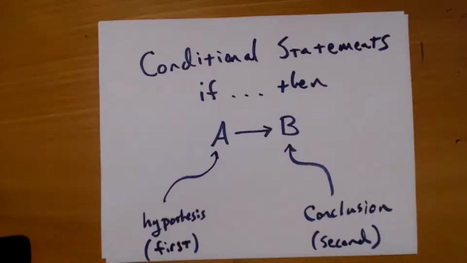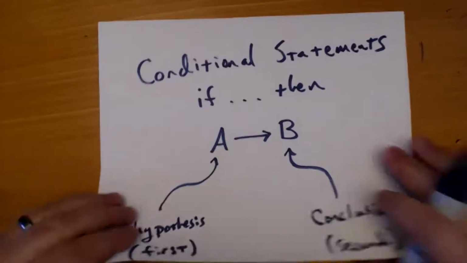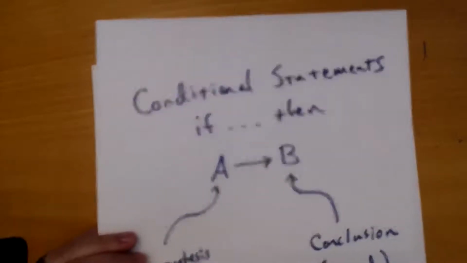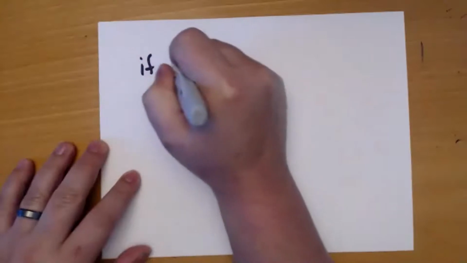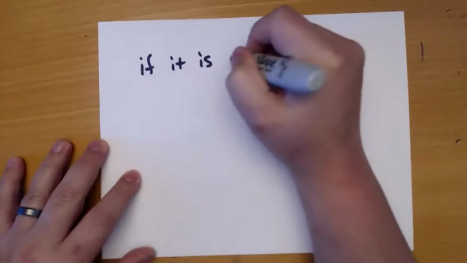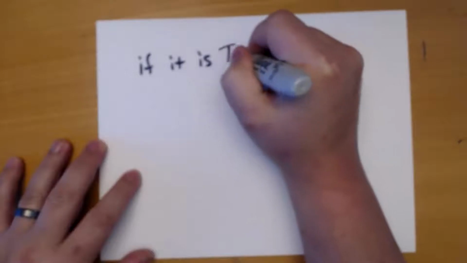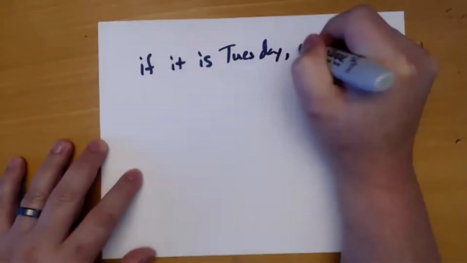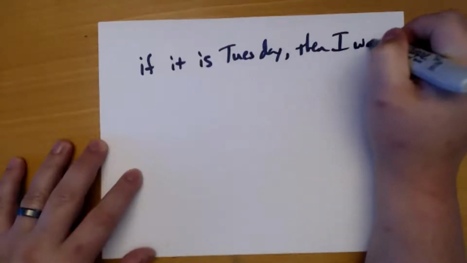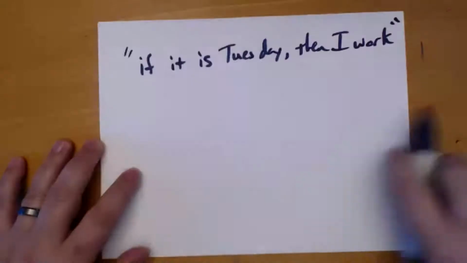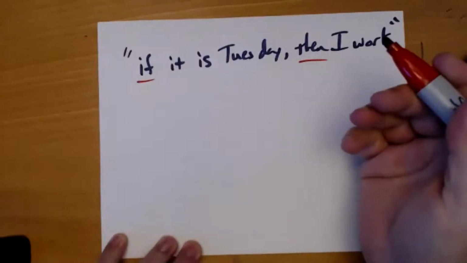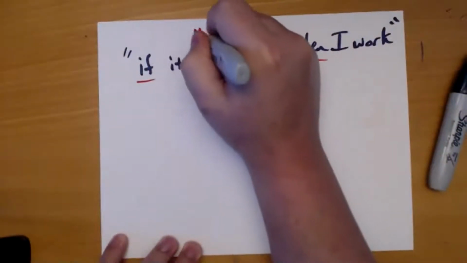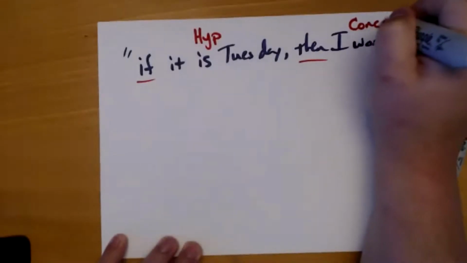The one thing I want to point out is that the conditional statements always have an if in them. So, for example, if it is Tuesday, then I work. In this sentence, we've got an if and a then, so we know we're dealing with an arrow. And this is the hypothesis, and this is the conclusion.